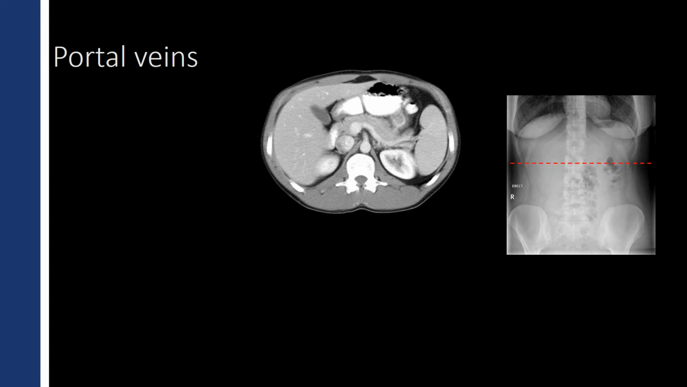Okay, now we're a little bit more distal in the abdomen. We're going to talk a little bit about the portal veins. Remember, the portal vein is formed primarily by the confluence of the splenic vein and the superior mesenteric vein. It does receive some blood from the inferior mesenteric and some of the gastrics, etc. But if you look in this, coming out of the spleen, we have the splenic vein. Okay, the splenic vein then drains into the portal vein.